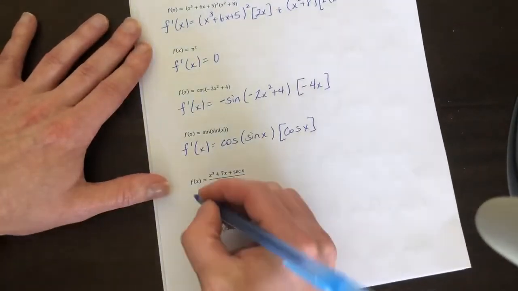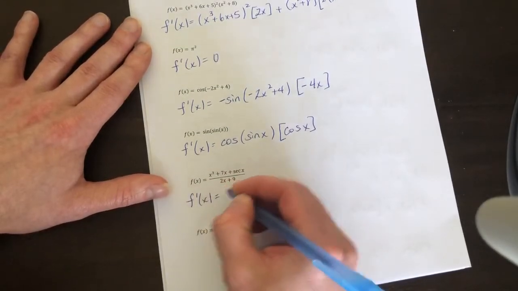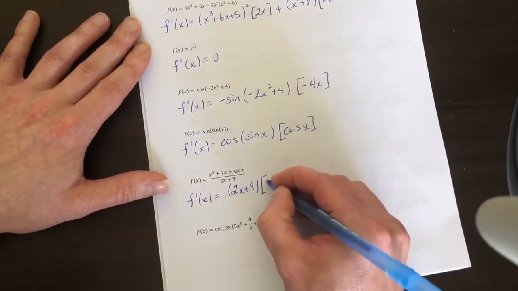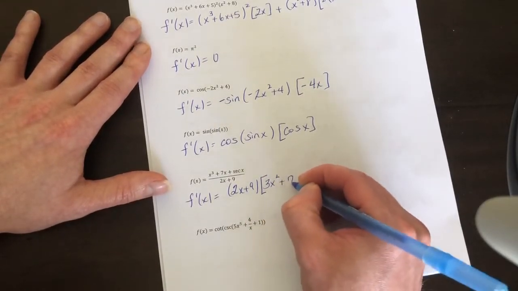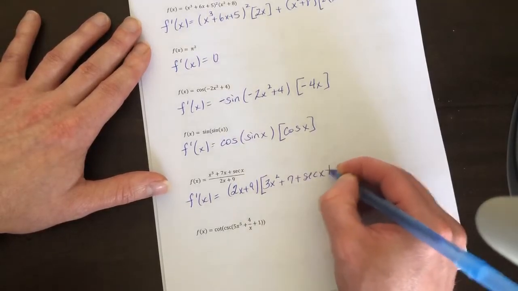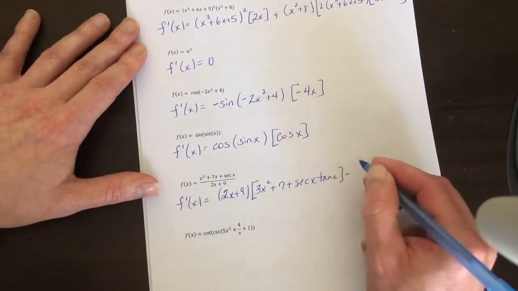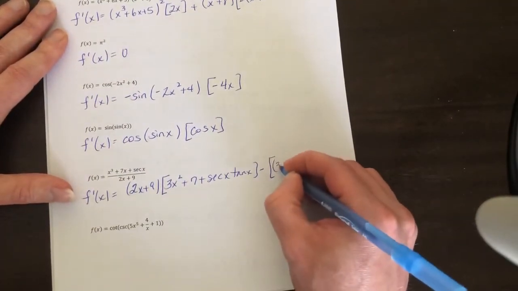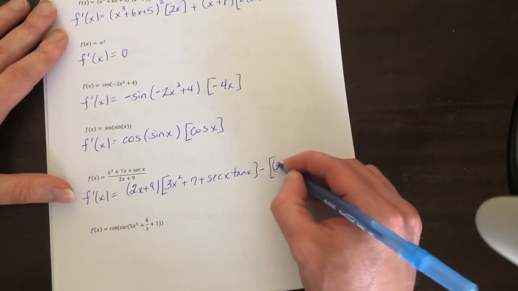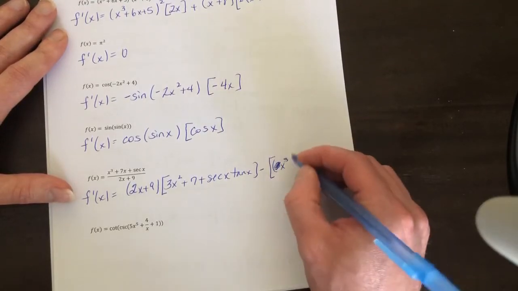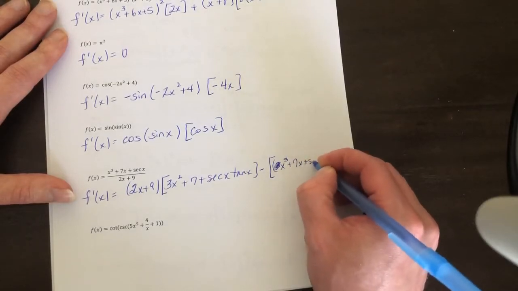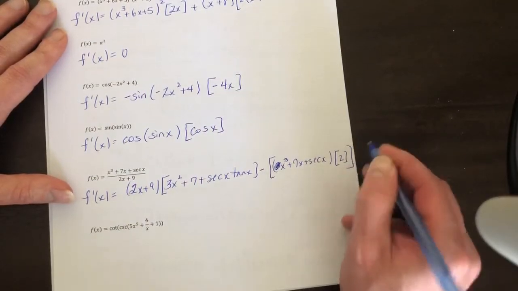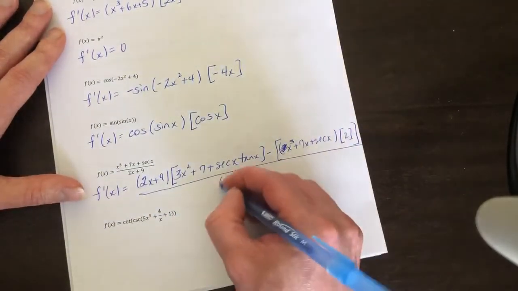Next one, we got a quotient rule. So we're going to write the bottom, derivative of the top, minus write the top. Messed up, sorry. Write the top, derivative of the bottom should just be 2, all over the bottom squared.